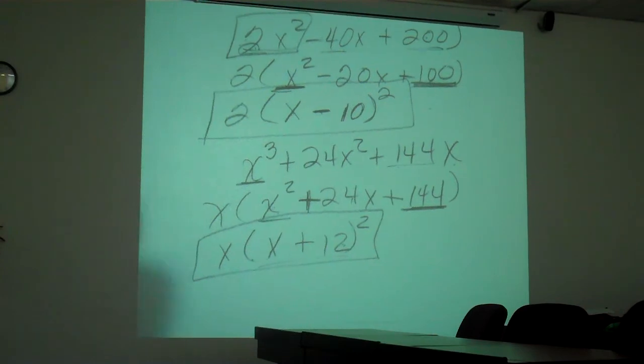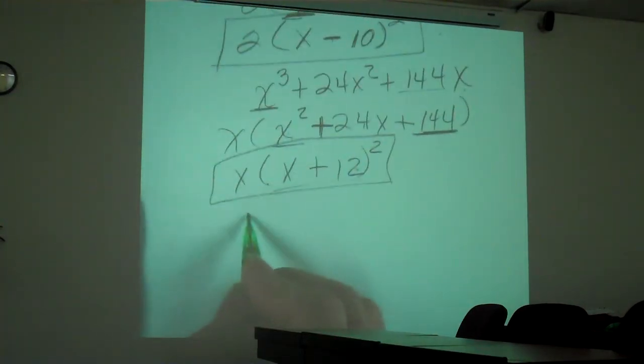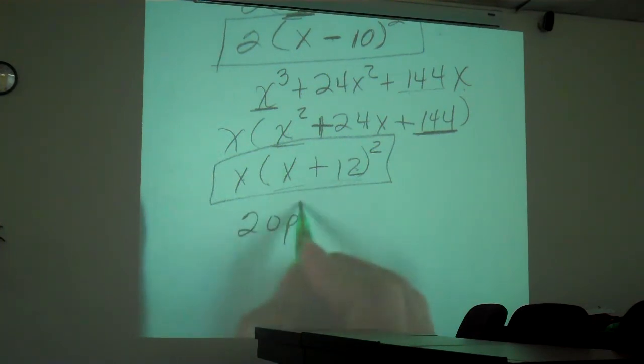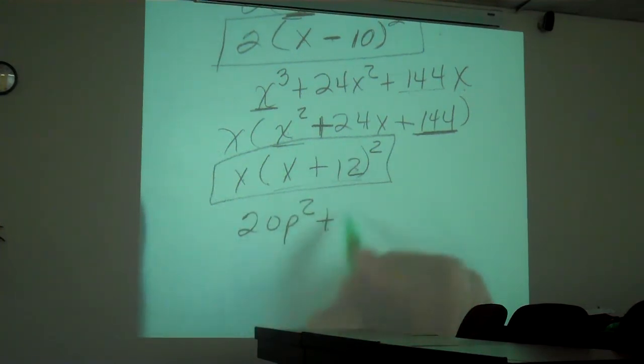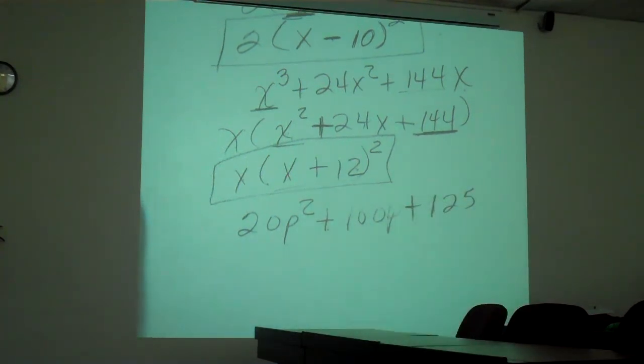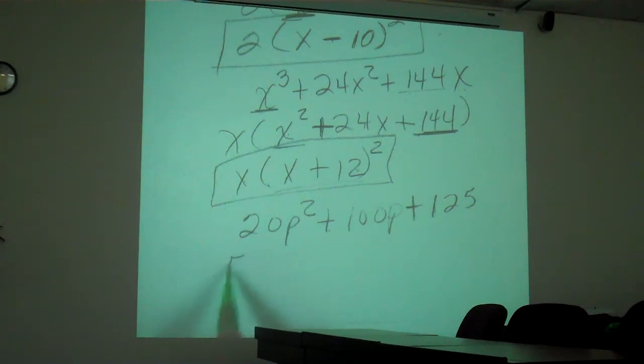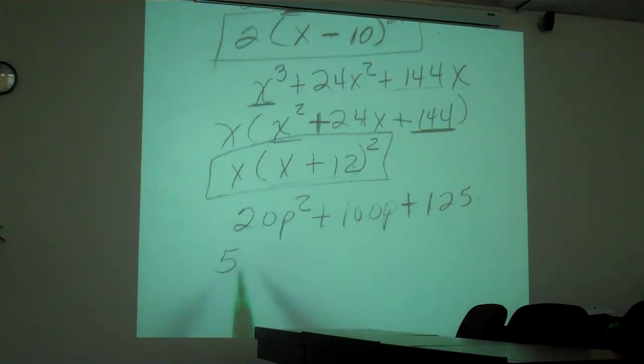Okay, let's do one where we have to factor a number instead of a letter, like that one. 20p squared plus 100p plus 125. Okay, they won't all divide by 20. What will they all divide by? By 5? Yeah. And not a p, right? They don't all have p's. So just the 5.